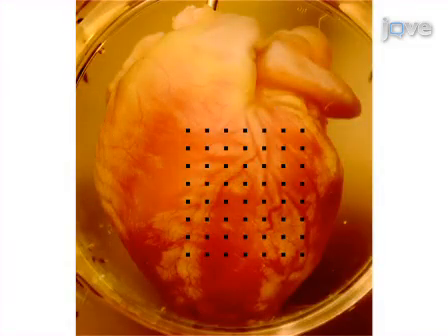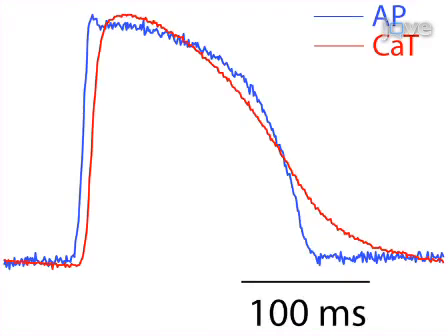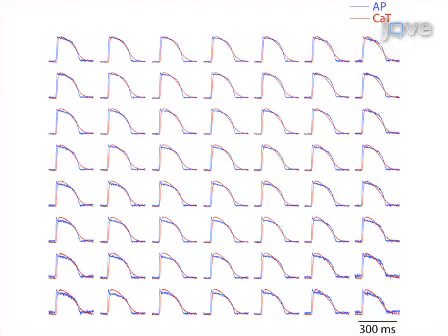The heart was analyzed using the dual mapping system to show simultaneous mapping of action potentials and calcium transients. A close-up view of recordings from one site shows action potentials in blue and calcium transients in red. An array of sample traces is shown from an array of evenly spaced sites as depicted by the dots on this anterior view. These data were collected at optical resolution of 200 microns by 200 microns per pixel.